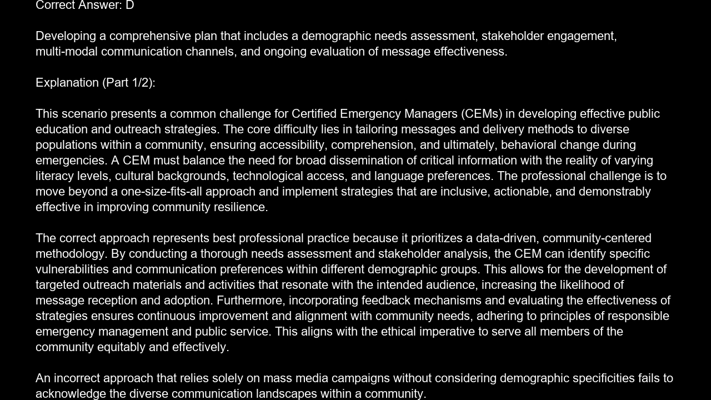By conducting a thorough needs assessment and stakeholder analysis, the CEM can identify specific vulnerabilities and communication preferences within different demographic groups. This allows for the development of targeted outreach materials and activities that resonate with the intended audience, increasing the likelihood of message reception and adoption. Furthermore, incorporating feedback mechanisms and evaluating the effectiveness of strategies ensures continuous improvement and alignment with community needs, adhering to principles of responsible emergency management and public service. This aligns with the ethical imperative to serve all members of the community equitably and effectively.